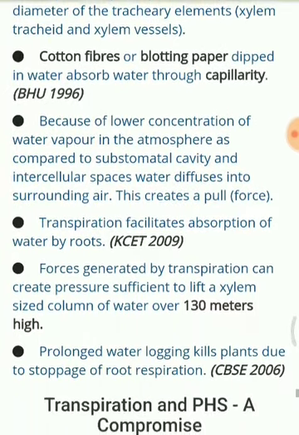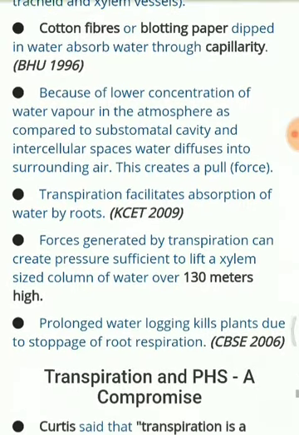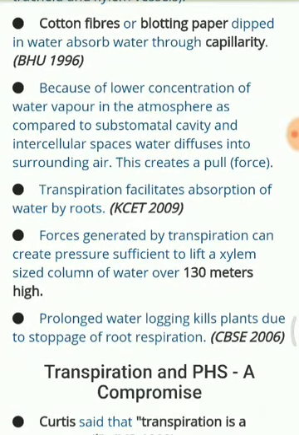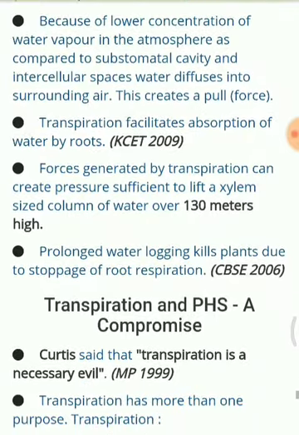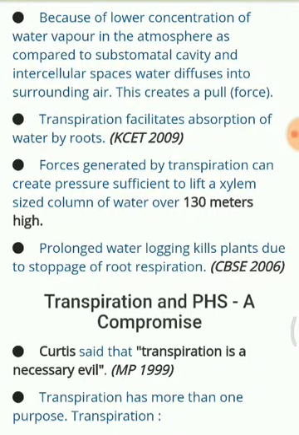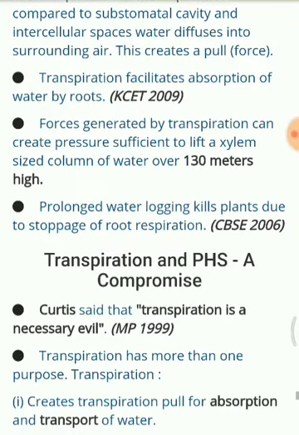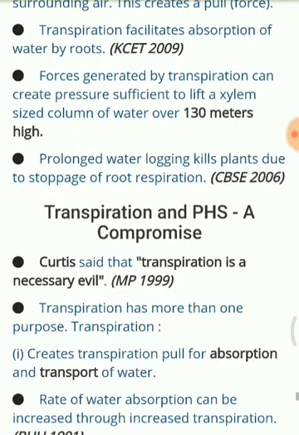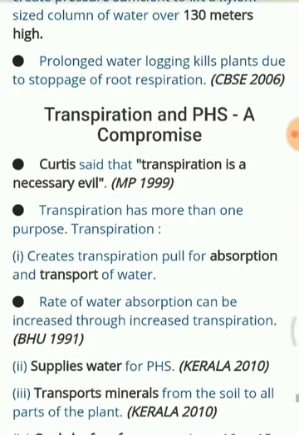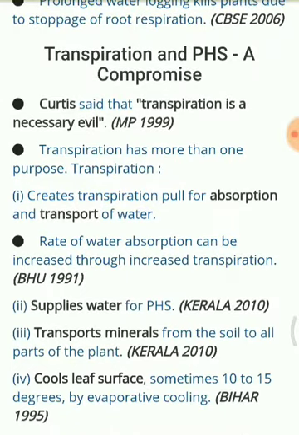Because of low concentrations of water vapor in the atmosphere as compared to substomatal cavity, the intercellular spaces water diffuses into surrounding air. This creates a pull force. Transpiration facilitates absorption of water by roots. Force generated by transpiration can create a pressure sufficient to lift a xylem-sized column of water over 130 meters high. Prolonged waterlogging kills plants due to stoppage of root transpiration. Transpiration and photosynthesis are compromised.